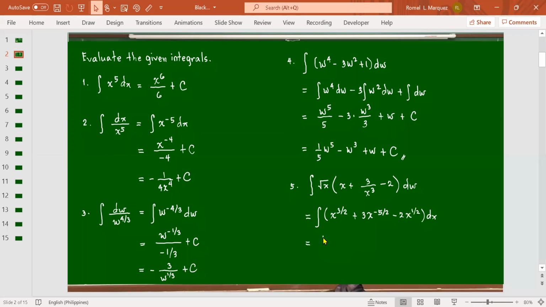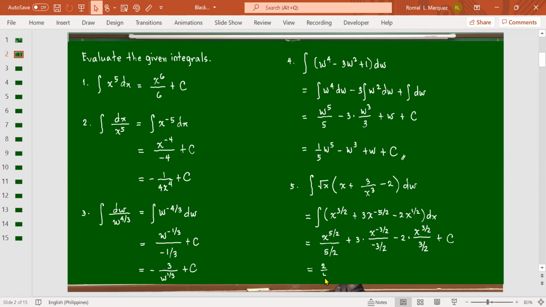Okay, guys? So we now evaluate this term by term, no? By term integration, the integral of x to the n dx is x to the n plus 1 over n plus 1. So we have x to the 5 halves over 5 halves, and then plus 3 times x to the negative 5 halves plus 2 over 2, that is negative 3 halves over negative 3 halves. And then the last one, minus 2 times the integral of x to the n dx: x to the n plus 1, 3 halves over 3 halves. And then, of course, don't forget to add a constant of integration.